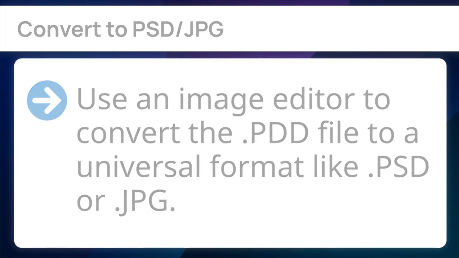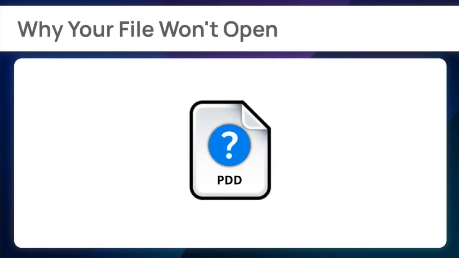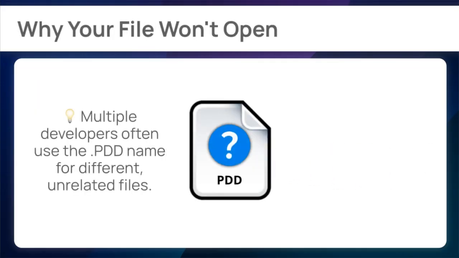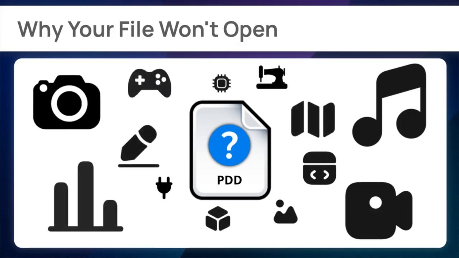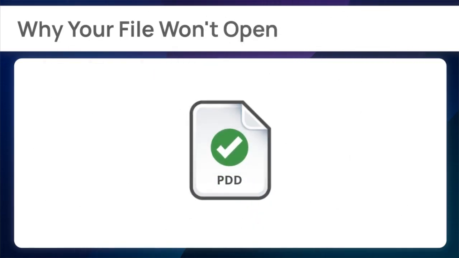JPG. If your apps can't interpret the PDD file, it is likely a structural incompatibility caused by different programs using the same label. Rather than guessing, you can try switching to a dedicated parsing engine that is built to identify file structures autonomously and may offer a better chance of opening stubborn PDD formats.